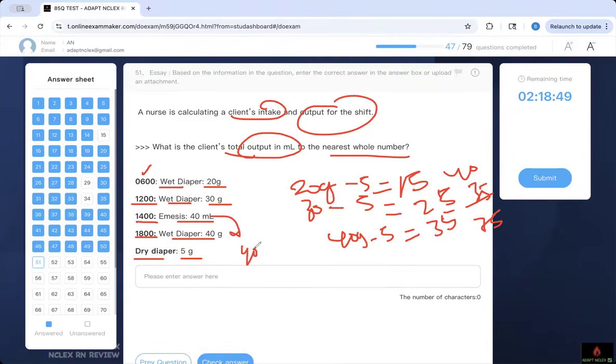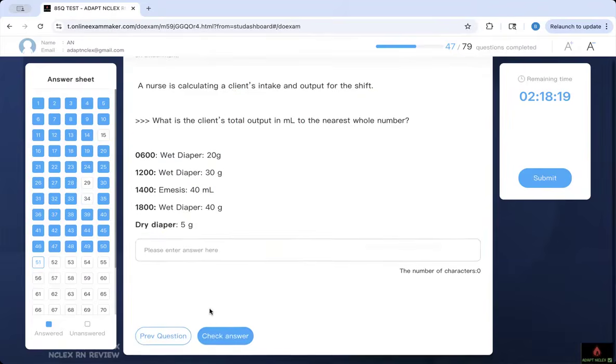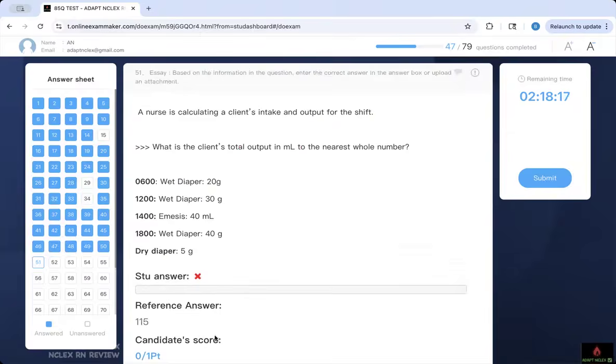You have to convert all of them into ml, because they told you output in ml. So we have 40 ml. 1 gram is equal to 1 ml. That's how you can do it. Therefore, 75 is also 75 ml. And then you add the total, so that should be your right answer, which will give you 115 ml. So that's the way you calculate it. You can stop the video, calculate yourself, and see how it goes. Okay?